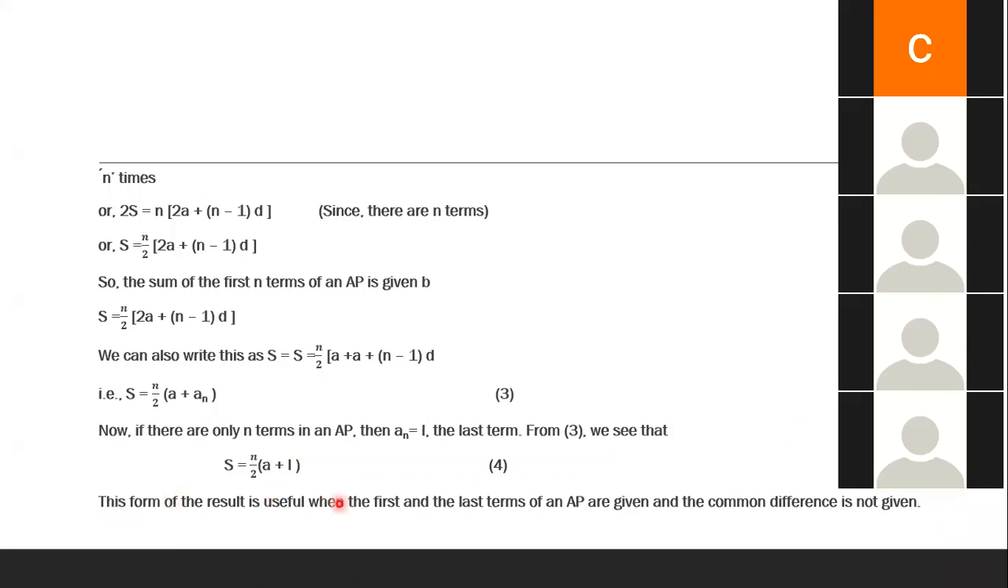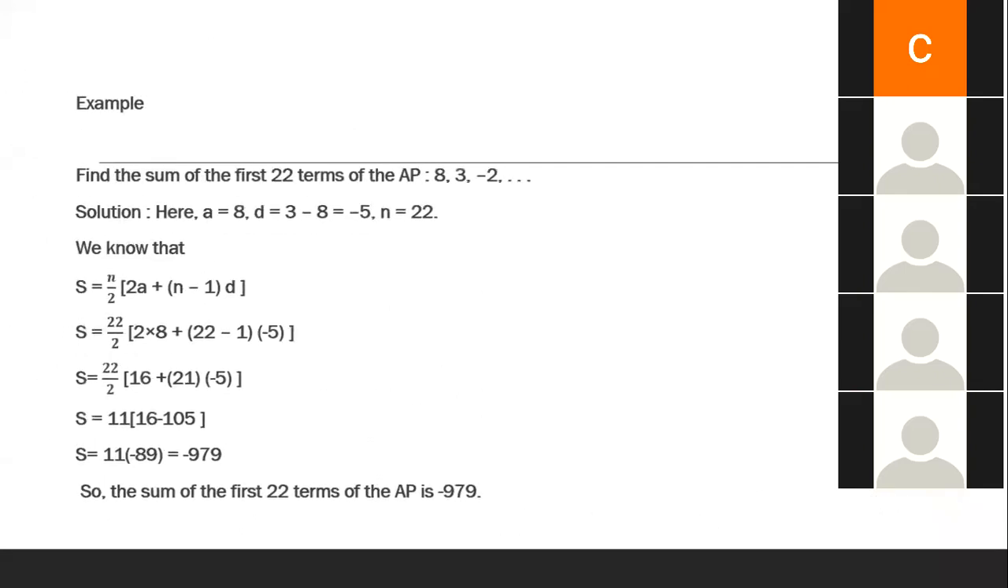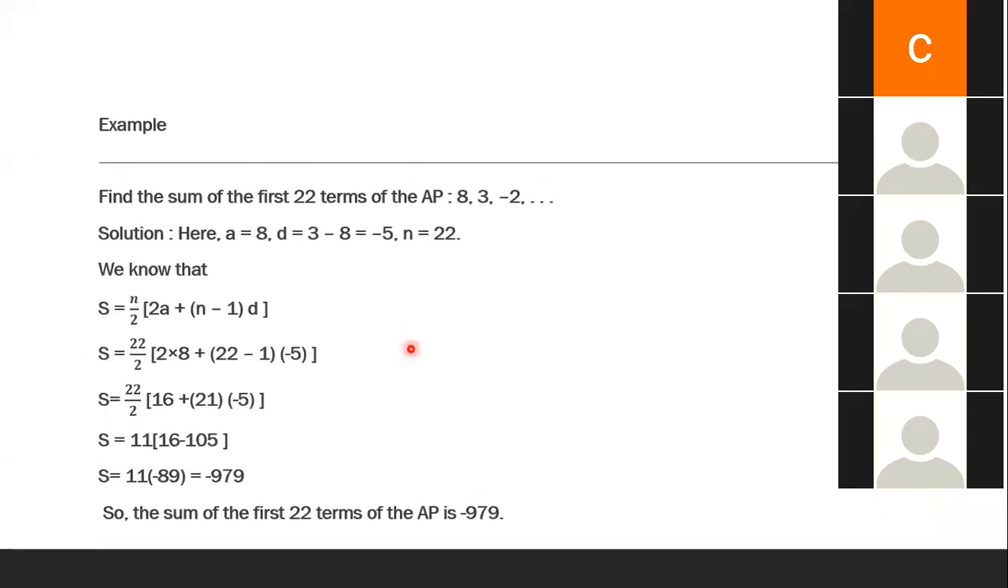Any doubt here? No, ma'am. Any doubt, children? No, ma'am. So shall we move on to the example? We'll discuss a few examples. Find the sum of first 22 terms of the AP.